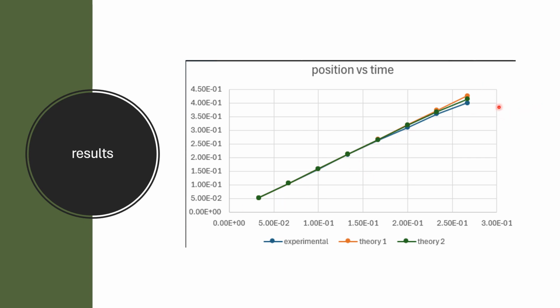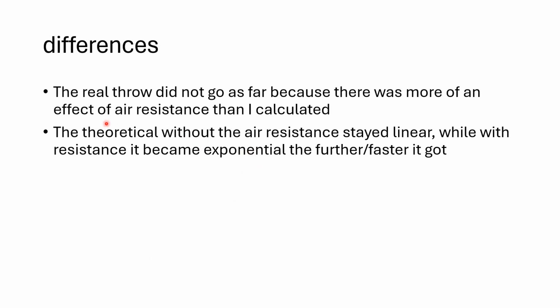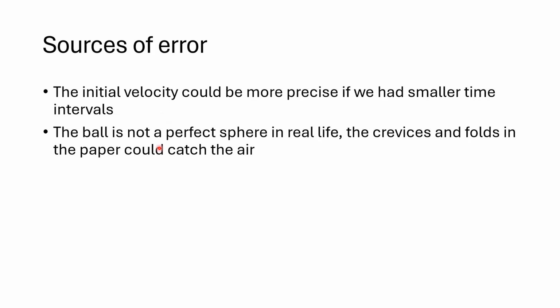The other two were exponential, but not as exponential as each other. Initial velocity probably could have been a bit more precise, but I think that looked pretty good. And then the ball is not a perfect sphere in real life. It's not ideal. There's crevices, there's folds, it is paper, it's going to get thrown around by the wind, it's going to move left and right, and I can't throw it perfectly straight. So all those things kind of cancel each other out, and then not cancel each other out, and affect it more.